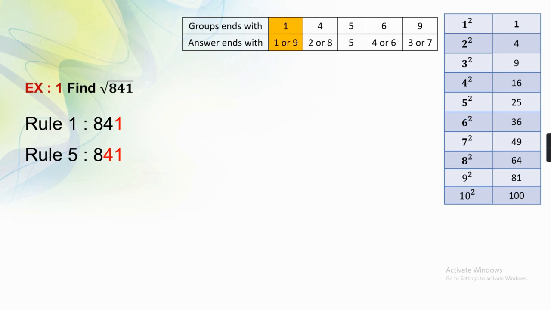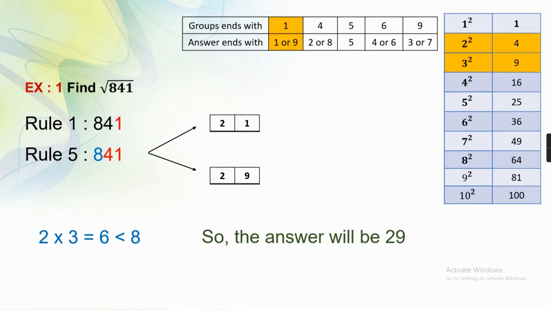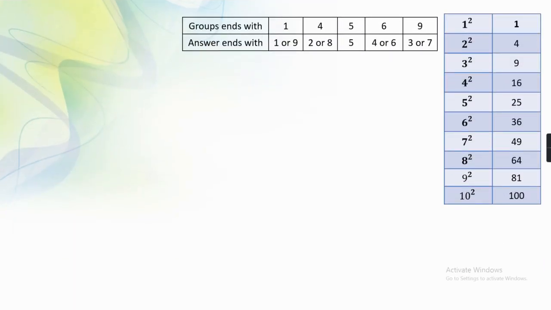And find 1 in the table, so the unit digit ends with 1 or 9. So, our answer will end with 1 or 9. And find 8 in the square table, so 8 is lying between 2 squared and 3 squared. So, we get 2. So, the first digit of our answer will be 2. Next, to find whether the answer will be 21 or 29: 2 into 3 is 6, and 6 is less than 8. So, we take the higher number among 21 and 29, which is 29. So, the square root of 841 is 29.